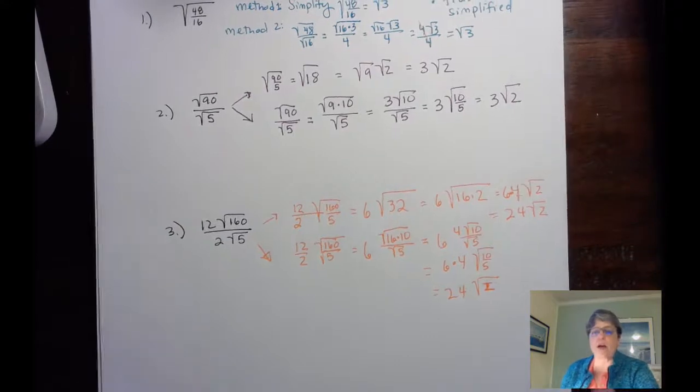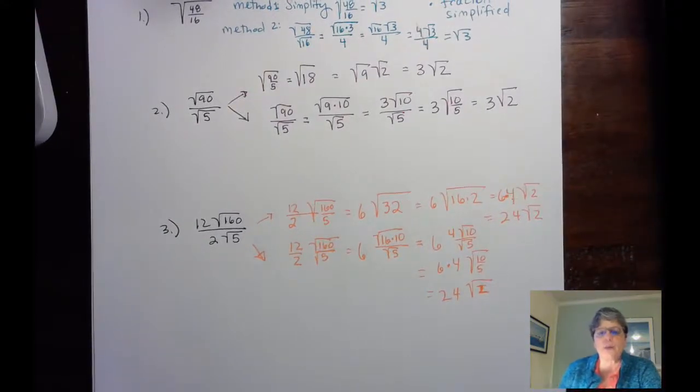Okay, those answers match. So that's how you simplify radicals that have division in them.